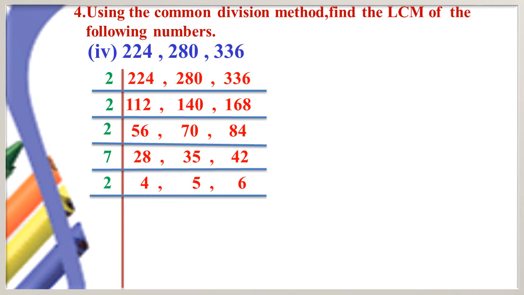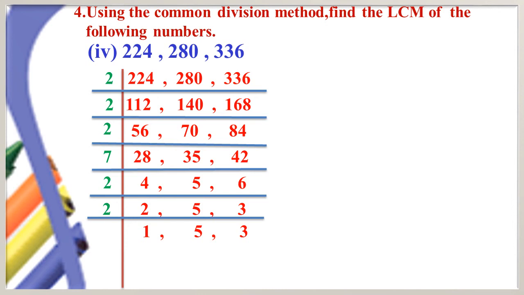Now, 4 divided by 2, we get 2. So, 5 is not divisible by 2. So, carry forward. And 6 divided by 2 equal to 3. Next, all the numbers are prime numbers. So, first let us take 2. 2 divided by 2, we get 1. 5 and 3 are not divisible by 2. So, carry forward 5 and 3.